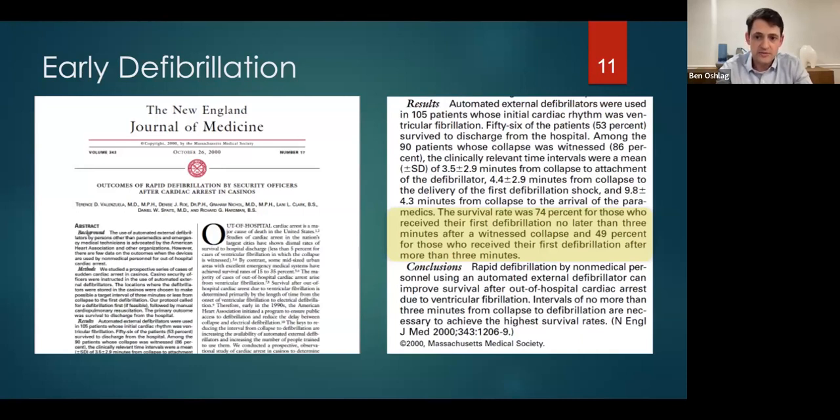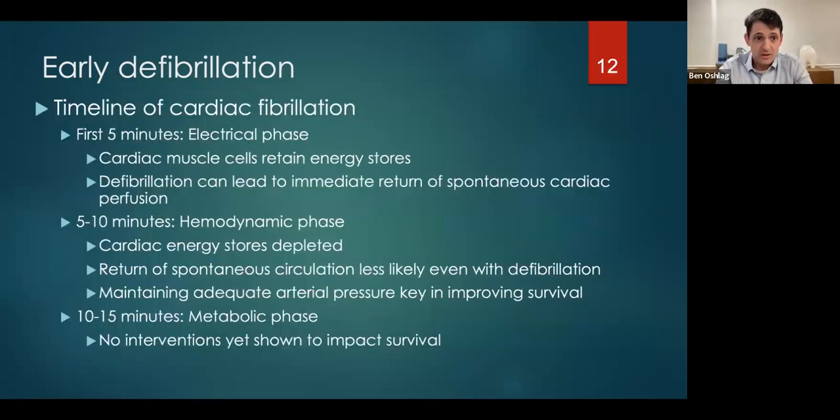The survival rate was 74% for those who got their first defibrillation within 3 minutes, 49% after 3 minutes. Again, early defibrillation. And we'll talk a little bit about resuscitation science here. The timeline for cardiac defibrillation: why is it so important to do it so quickly?